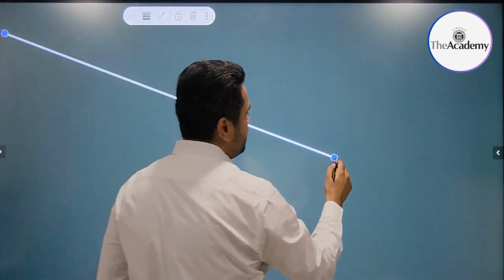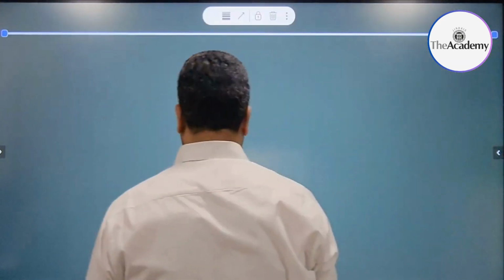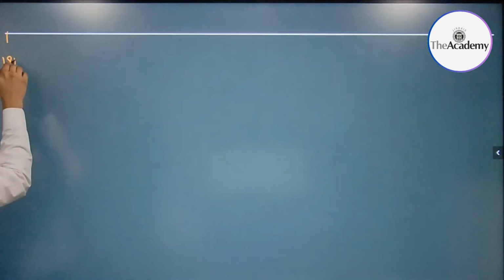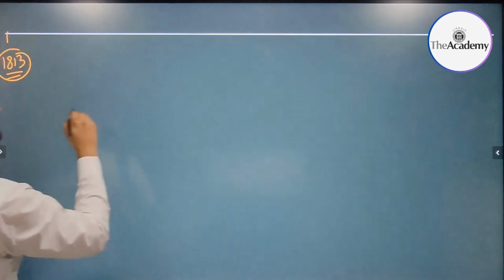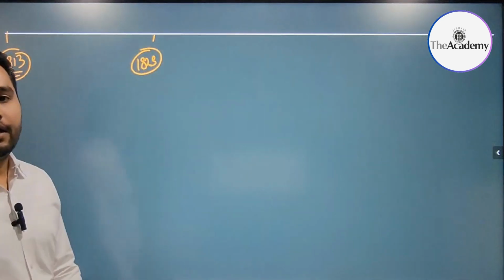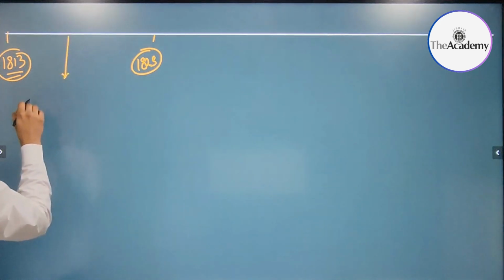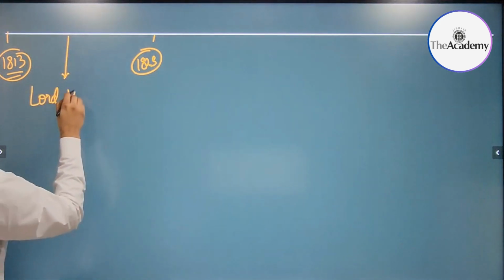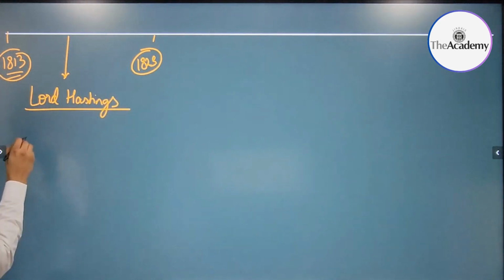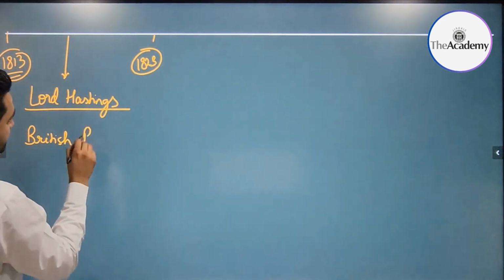When we continue forward, we see that in 1813, a very important Governor General came to India, who ruled till 1823. And this Governor General was Lord Hastings. We don't have to get confused with Warren Hastings. He was completely different. And Lord Hastings is known for establishing British Paramountcy.